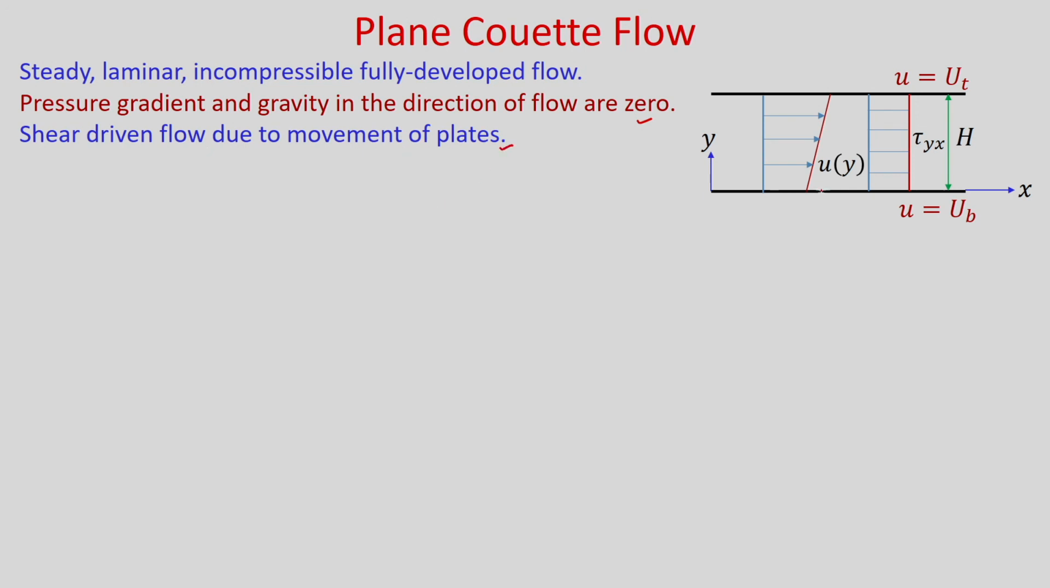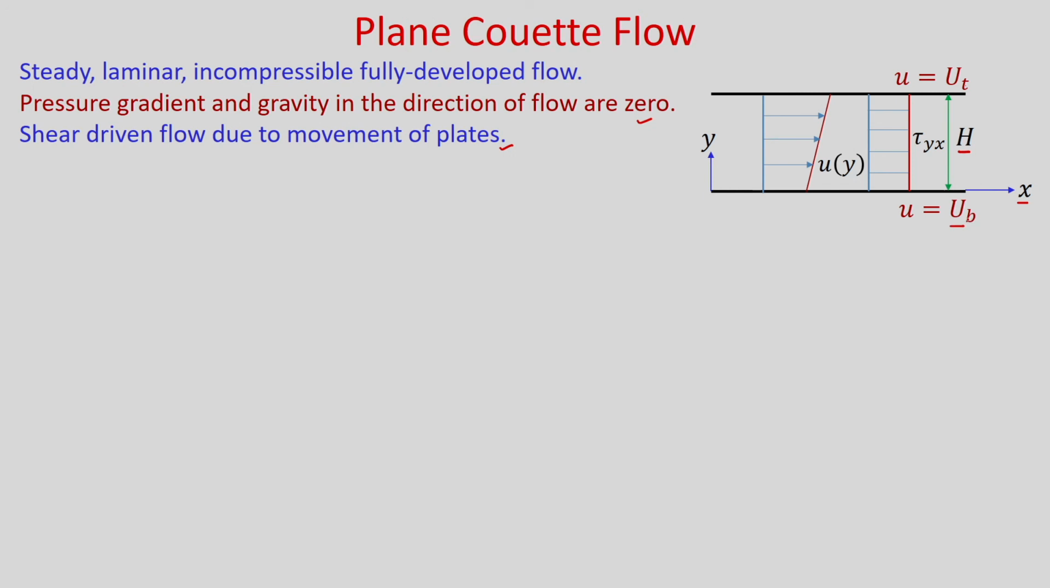So, in general we are considering two infinite parallel plates separated by a distance h. X is the axial direction and y is measured from the bottom plate, and let us consider that the bottom plate is moving with a constant velocity u b and the upper plate is moving with a constant velocity u t, where t represents top and b represents bottom.